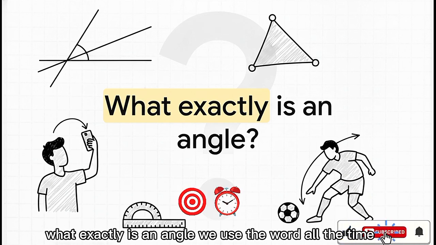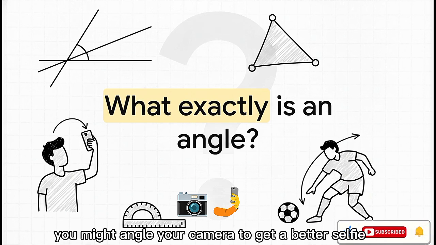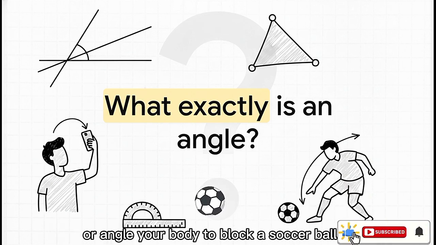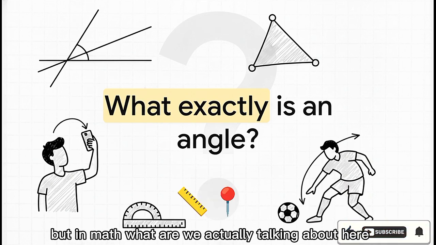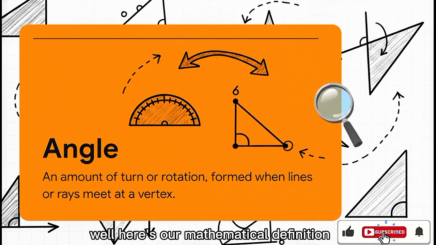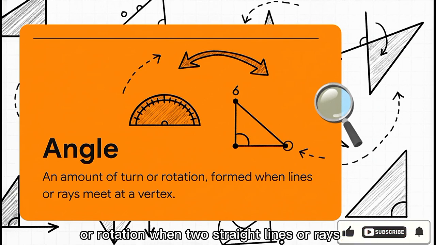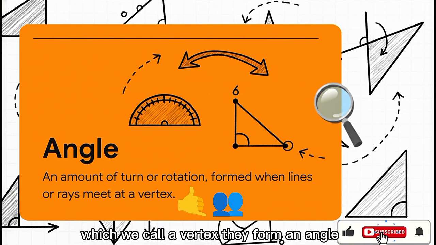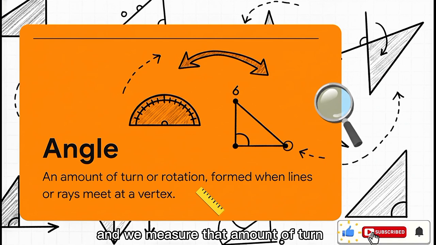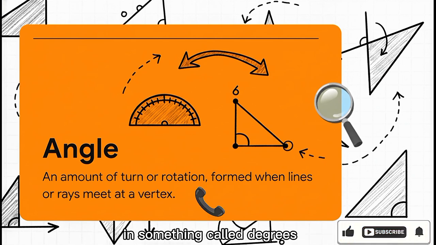We use the word all the time, right? You might angle your camera to get a better selfie, or angle your body to block a soccer ball. But in math, what are we actually talking about here? Well, here's our mathematical definition. An angle is really all about measuring the amount of a turn or rotation. When 2 straight lines, or rays, meet at a common endpoint, which we call a vertex, they form an angle. And we measure that amount of turn in something called degrees.